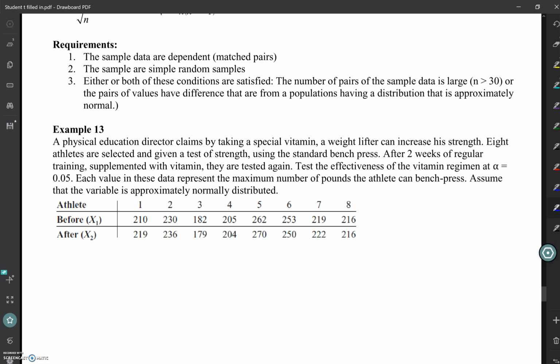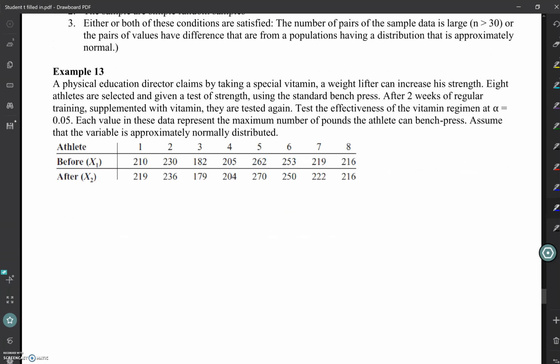Each value of the data represents the maximum number of pounds the athlete can bench press, and we want to assume that it's approximately normally distributed. So we have a before and after situation. Each data point, the one before is the same measurement on the same person as after, and we want to know what is happening with them.